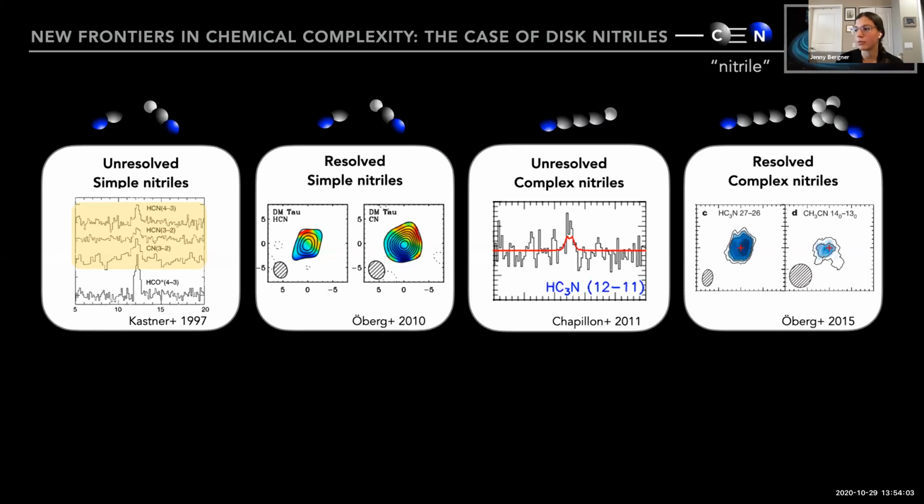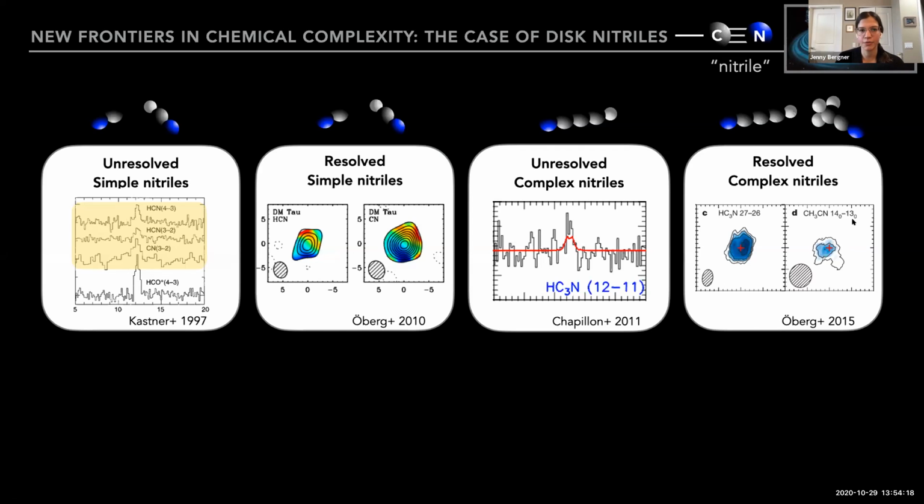And then since ALMA has come online, we have actually been able to resolve the emission of these more complex nitrile species in disks. So here is methyl cyanide. This was the first detection in a protoplanetary disk.